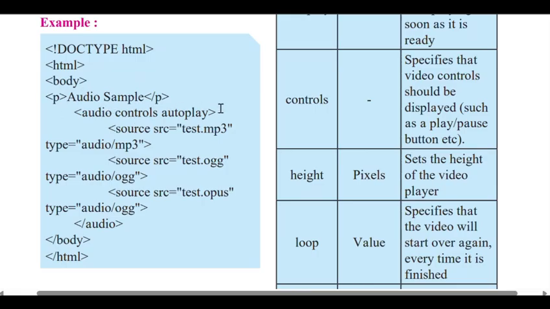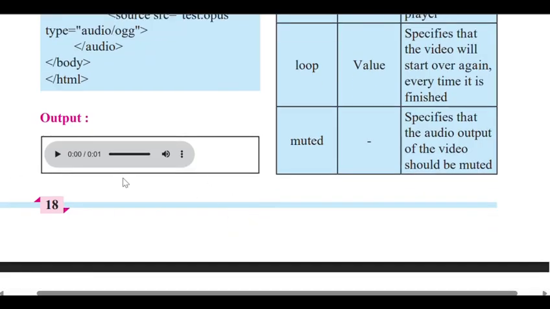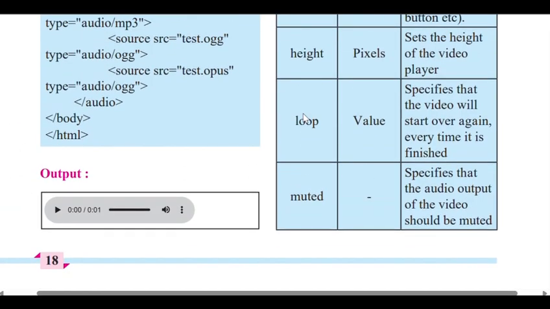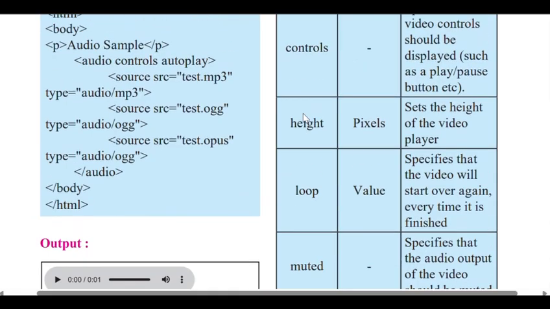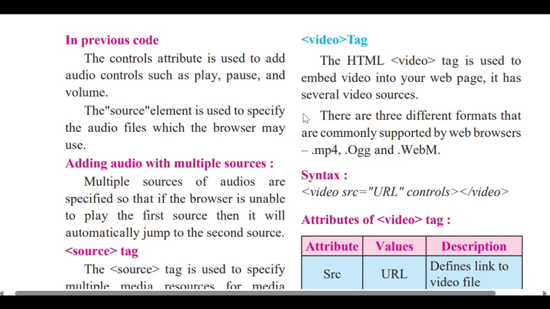Here you can see the example: doctype HTML, HTML, body, under the p tag we are writing audio samples, paragraph close. Audio controls autoplay, this is the first attribute. Source src is equal to test.mp3, type is equal to audio/mp3. Same we have ogg, and after that opus, audio close, body close, HTML close. If mp3 doesn't run, it will jump to ogg. If ogg doesn't run, it will jump to opus. The output will be the same for the audio file, but if one source is not played, it will jump to another one.